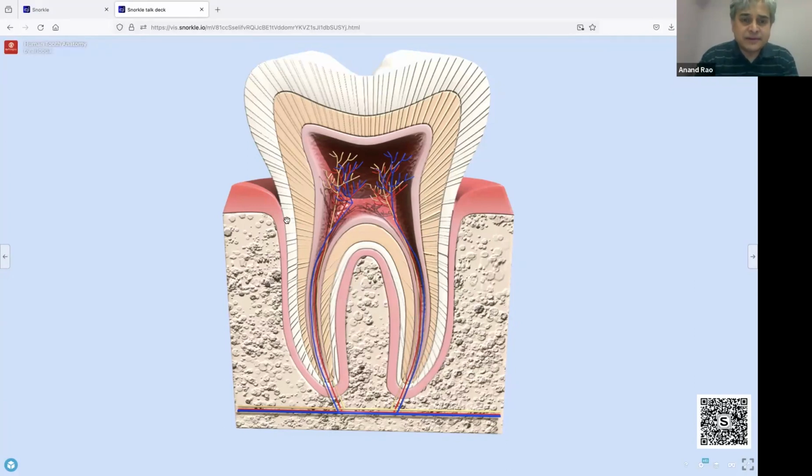The cemental layer of the tooth is actually this point here, going all the way down around the root structure. This layer, even though it seems to be the same on the outside as your enamel, is actually not as hard. It's a much softer material.